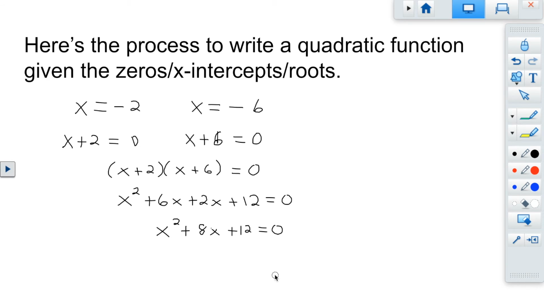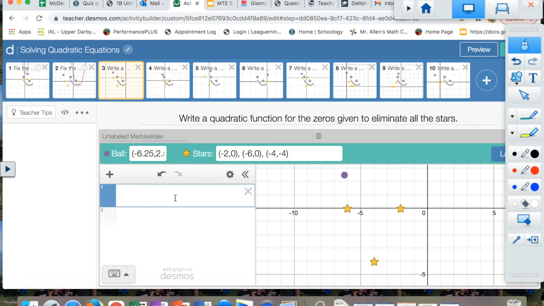Now, let's go to our Desmos activity and type that in. So on this screen, I'm going to type in what we just did on paper, but instead of a 0, I'm going to put a y. So y equals x squared. And you can see that the parabola forms, and this is what's called our parent function. And we're going to do plus 8x. Still won't take them out. Plus 12.